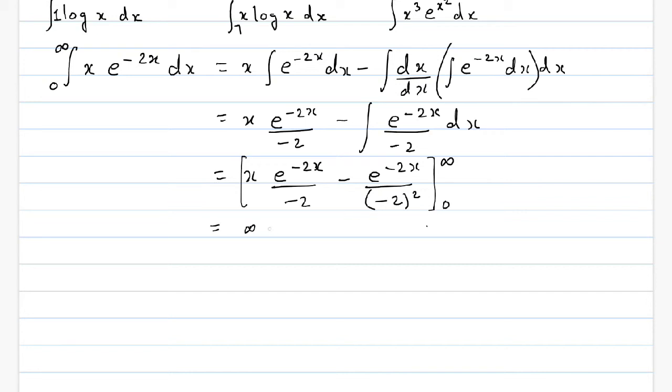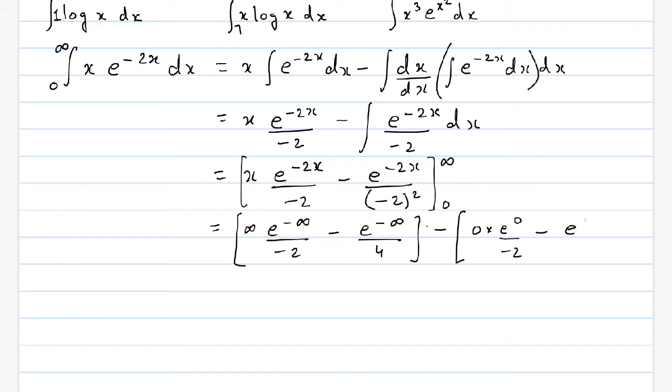So we'll get infinity times e raised to minus infinity, divided by minus 2, minus e raised to minus infinity divided by 4. This is our upper limit, minus the lower limit, which is going to be 0 into e raised to minus 0, or you can just write e raised to 0, upon minus 2, minus e raised to 0 upon 4. So this becomes our upper limit minus lower limit.